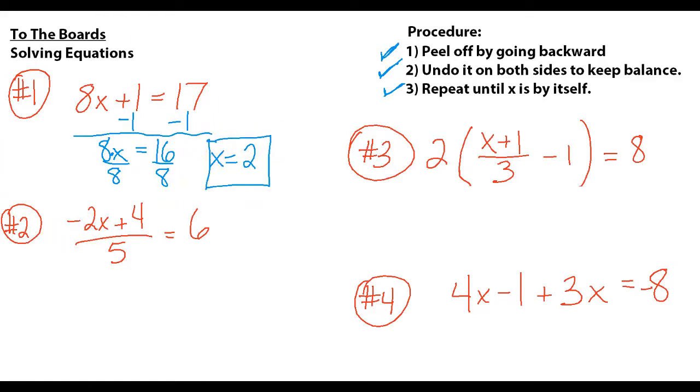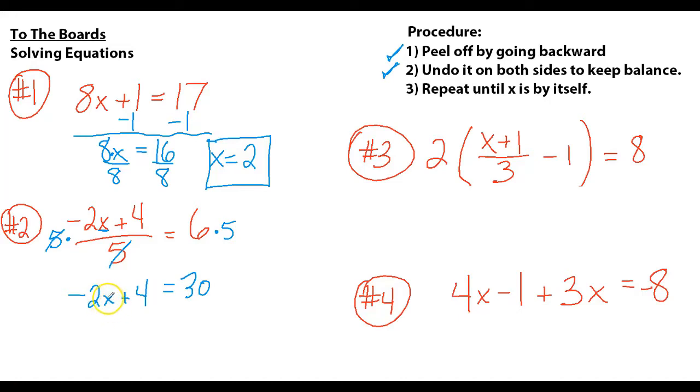Okay, let's work on question number 2 here and see if we can do the same thing. Step number 1 is to peel off by going backwards. So we need to get x by itself. The thing that we need to peel off first is this divide by 5. To undo it, we're going to do the opposite operation. So the opposite of divide by 5 is times by 5. So we'll times both sides by 5. We'll be left with negative 2x plus 4 because these 5's cancel out. And on the other side, we get 6 times 5, which is 30.